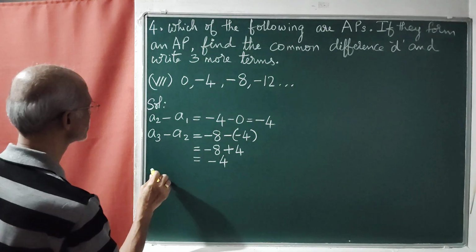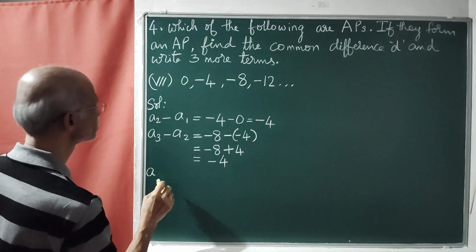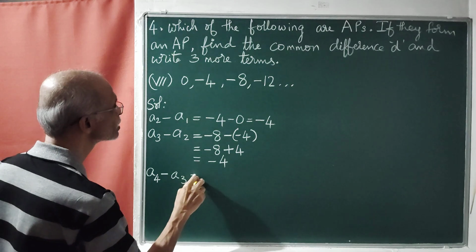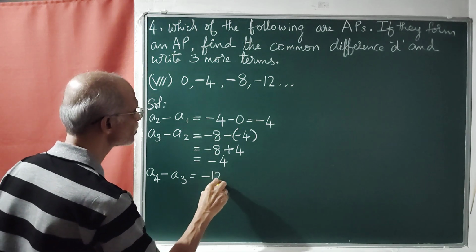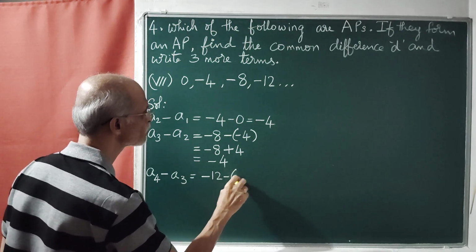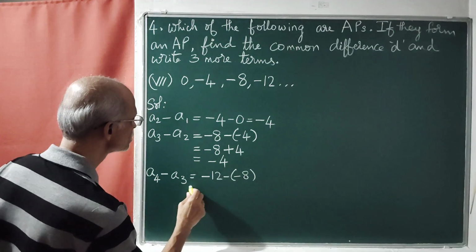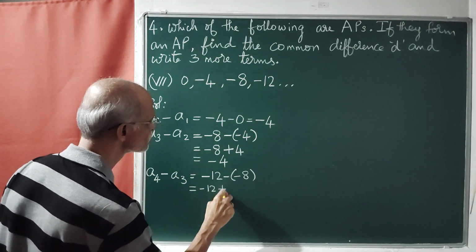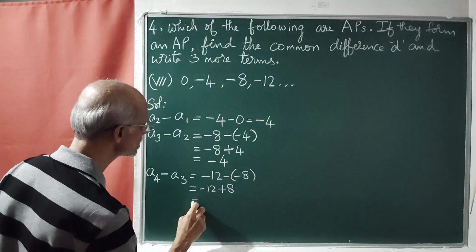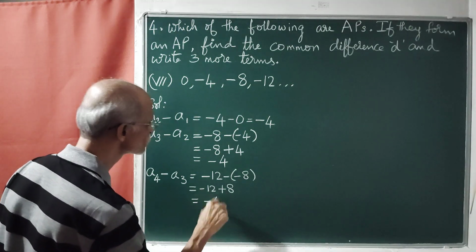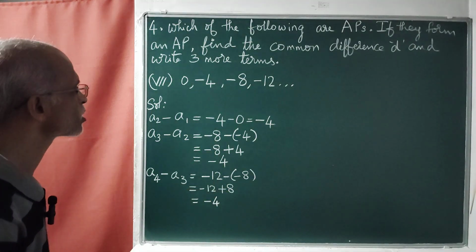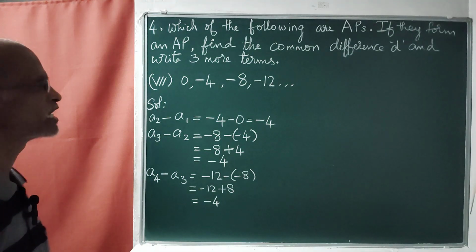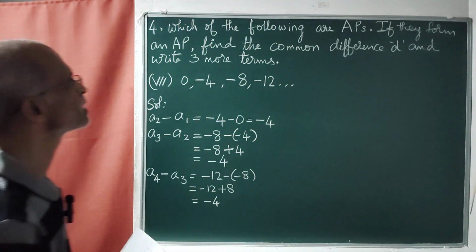A4 minus A3. A4 is minus 12. Minus 12 minus of minus 8. Minus 12 plus 8. Again I am getting minus 4. So there is a common difference between the terms, between the numbers. So these numbers form an AP.